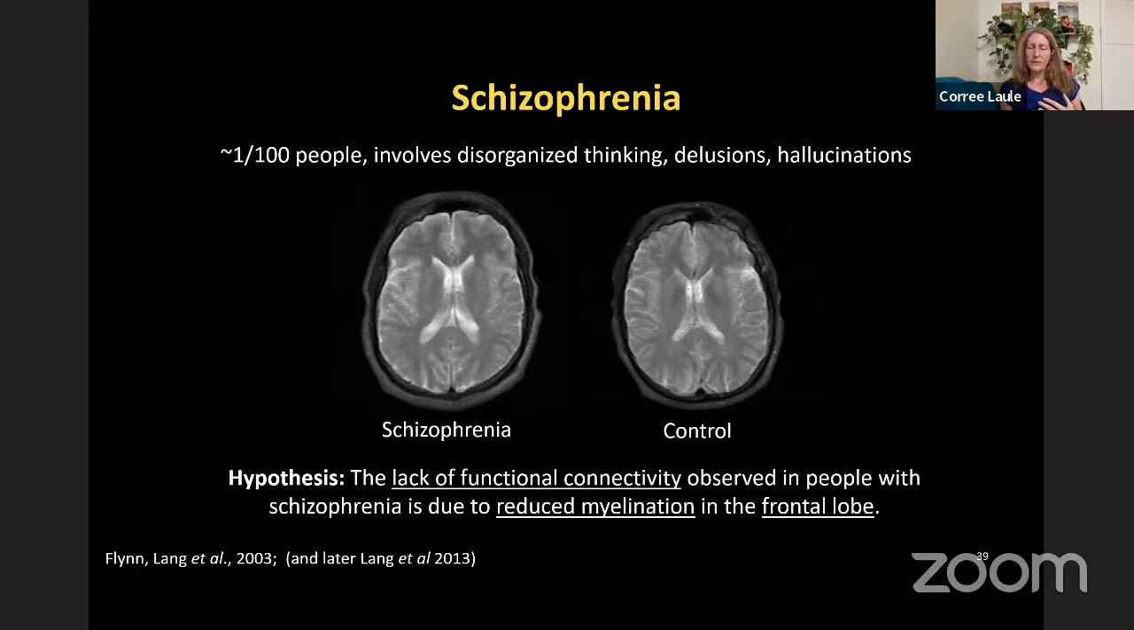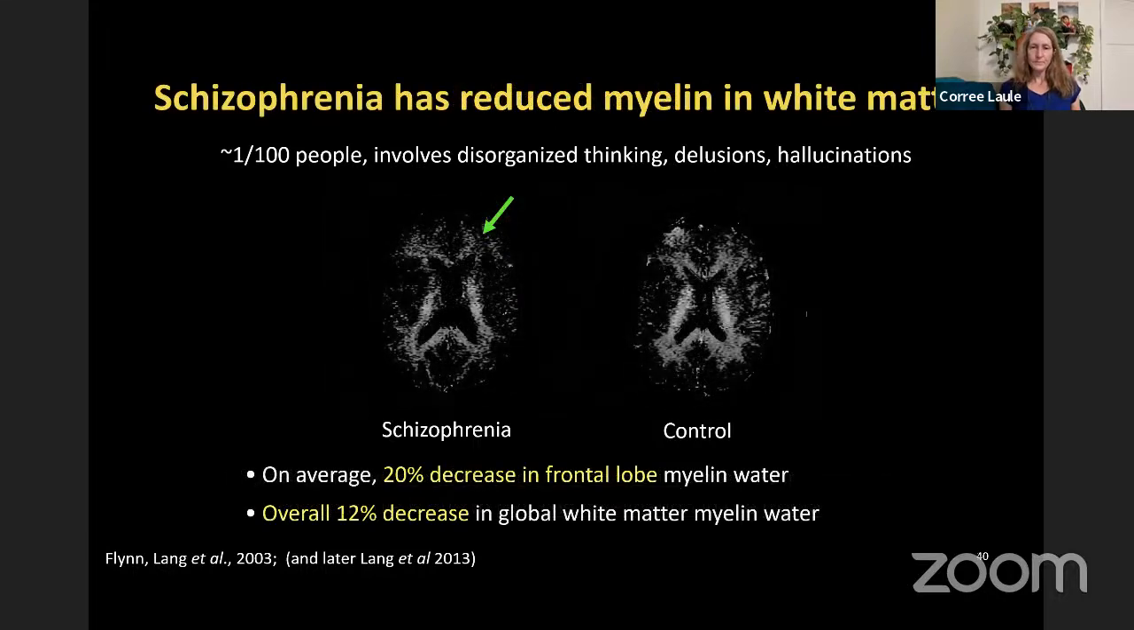And so the hypothesis that my colleagues at UBC, Donna Lang and Sean Flynn and colleagues, had was that perhaps there is a lack of functional connectivity in people with schizophrenia that is being caused by less myelin in their frontal lobes. What they found is that on average, people with schizophrenia had a 20% reduction in the amount of myelin in their frontal lobes, and an overall 12% decrease in global white matter content throughout all of their white matter. And again, these are areas that look normal on conventional imaging.